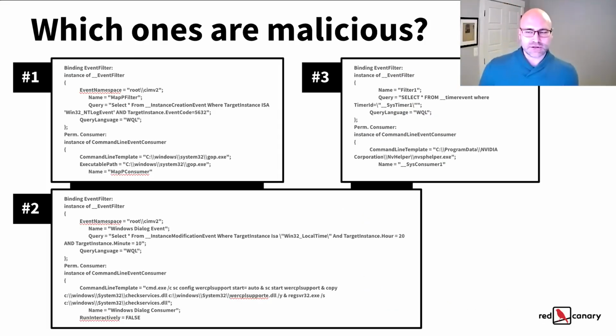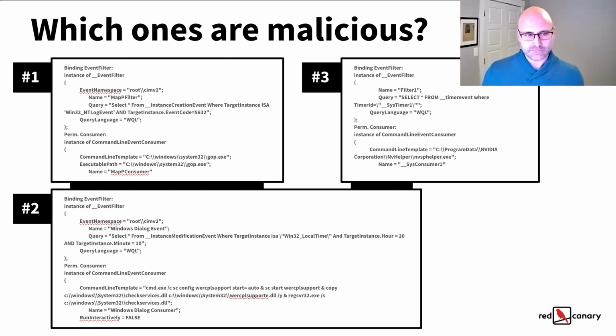So these are three examples. I'll talk you through them, but in your head, as you're looking at this, think through which ones you think are malicious. They're not all malicious. Key things you want to look at would be the name. The first one, the name is map p filter, and the name of the consumer is map p consumer. It's using a command line event consumer to invoke a file in Windows System32 called gop.exe.